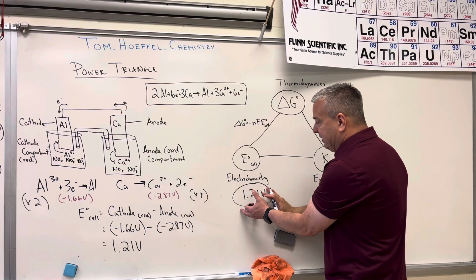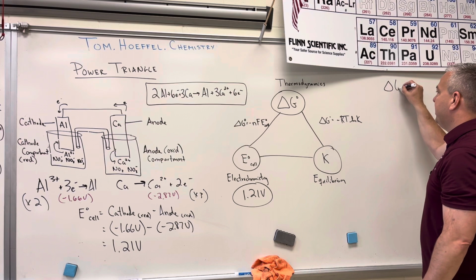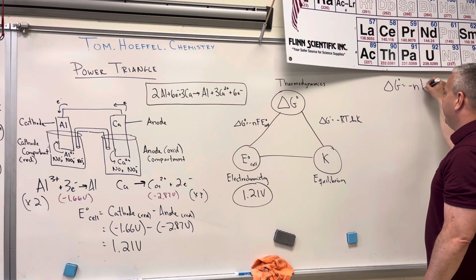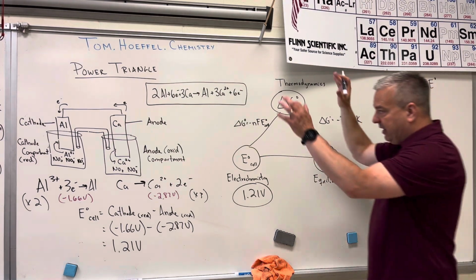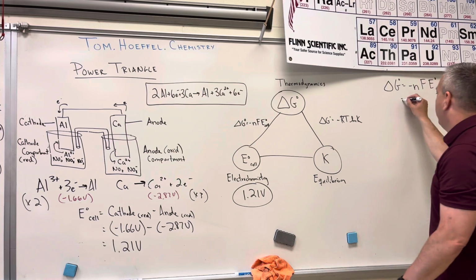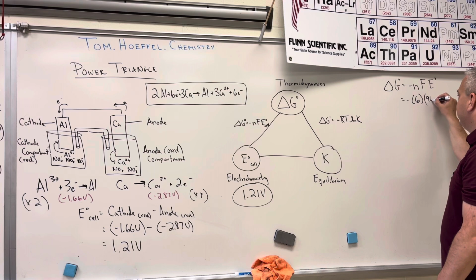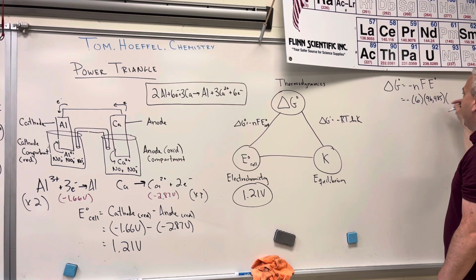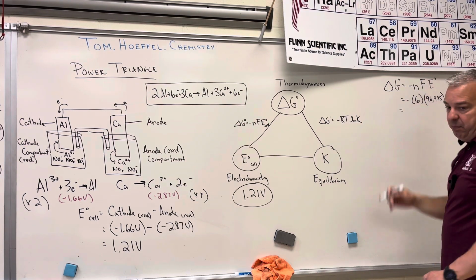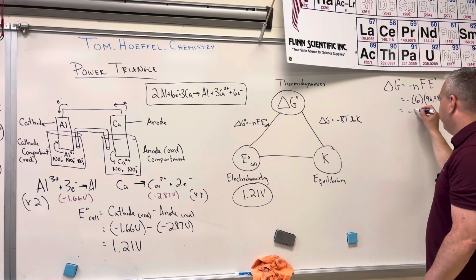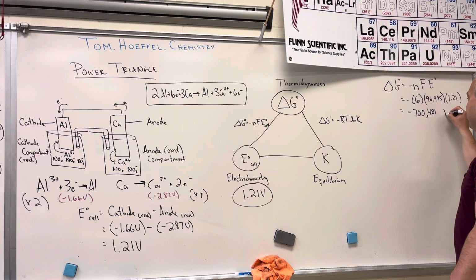Let's take this number and figure out what delta G is by using this equation. Delta G is going to be equal to negative nFE. The number of electrons being transferred, I stated, was 6, so n is going to be 6. Faraday's constant is 96,485, and the E cell is 1.21. When we put all that together, we get negative 700,481, and that's going to be in joules.